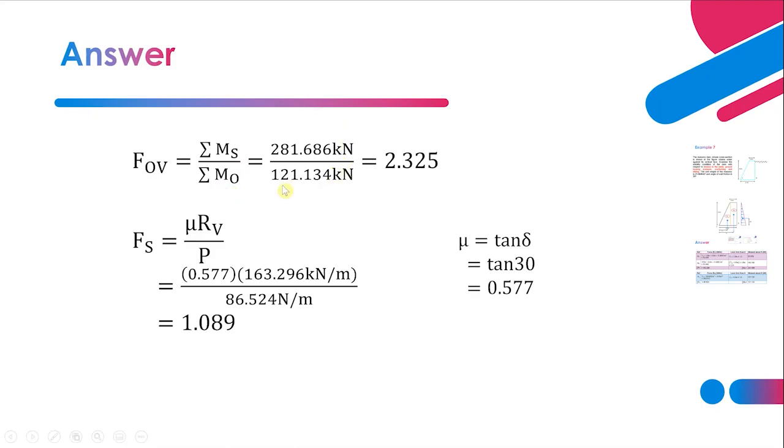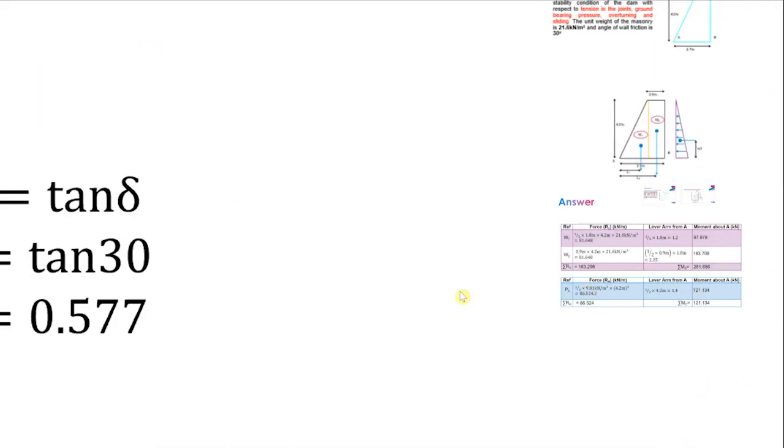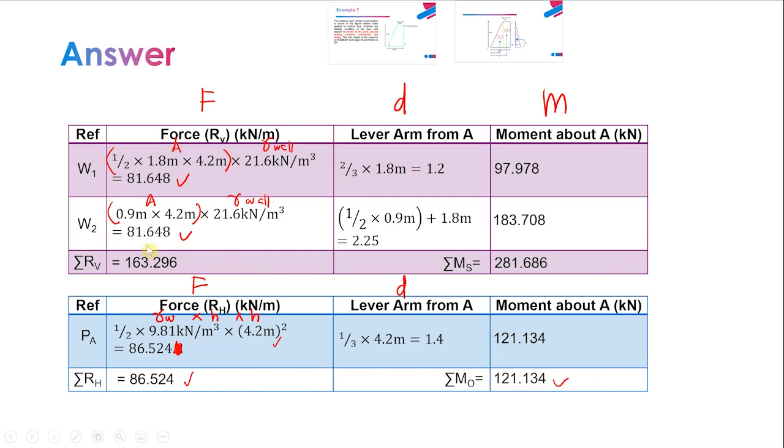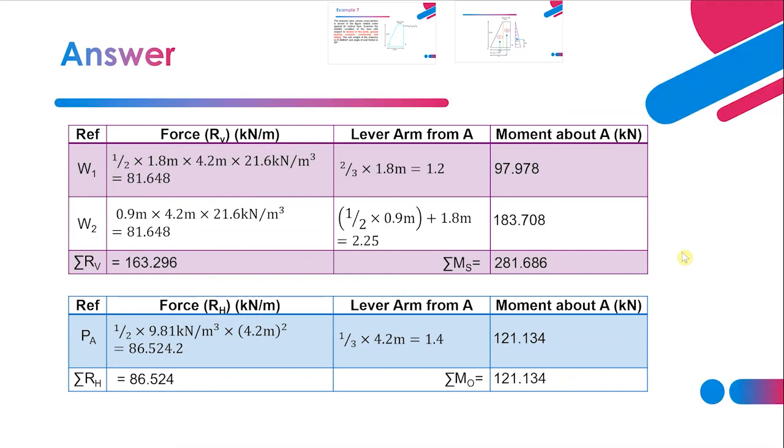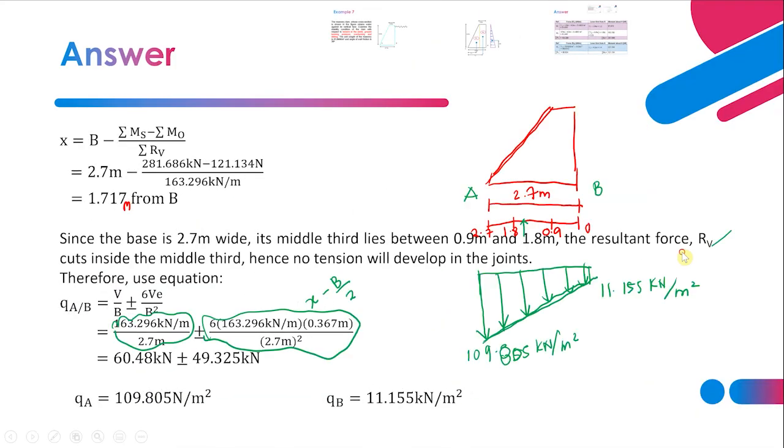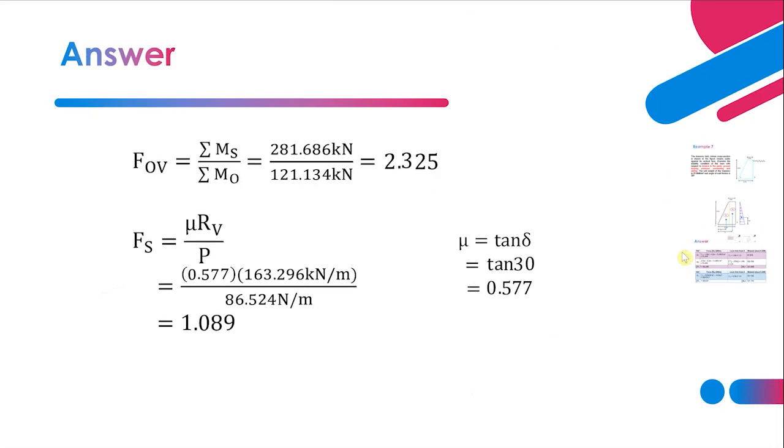You already have the stabilizing moment inside this one, right? So overturning moment is 121.134 and stabilizing moment is 281.686. Just put them into that formula. You get 2.325. Okay, so stabilizing moment divided by overturning moment.